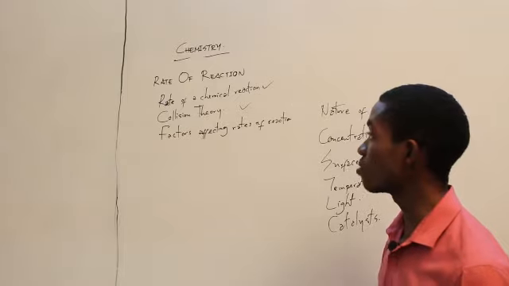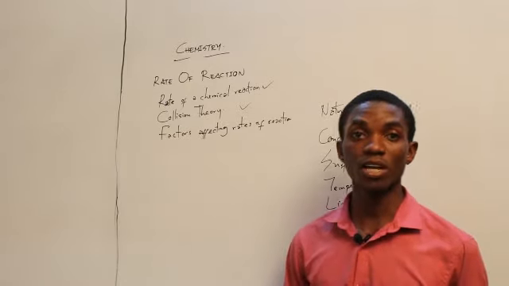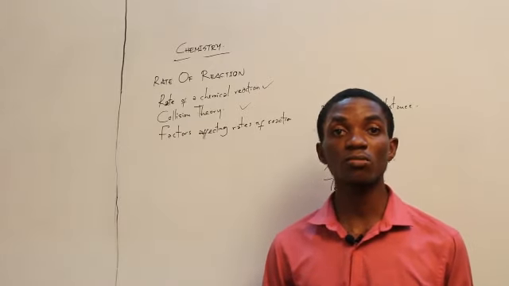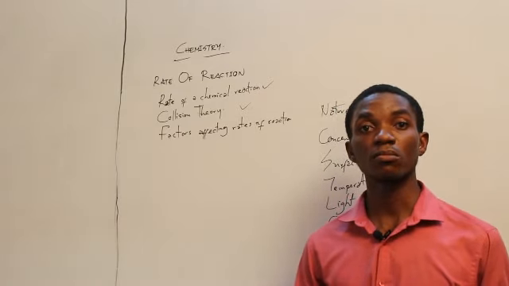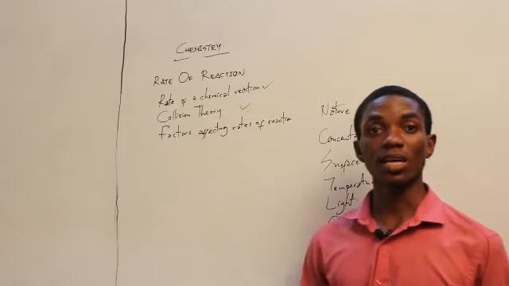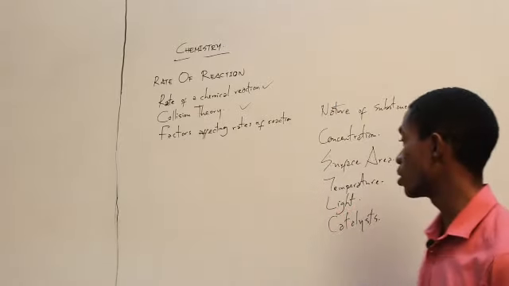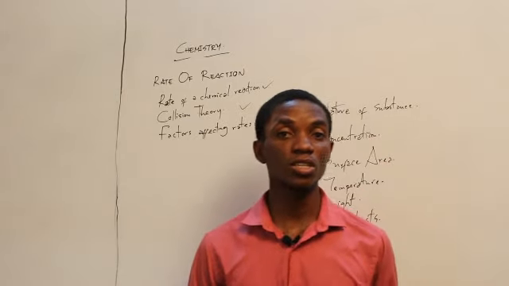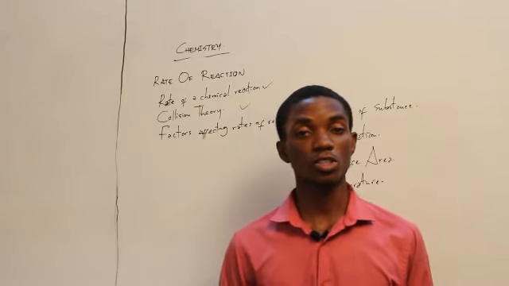We also talked about the factors affecting the rate of chemical reactions. These are the nature of the material, the concentration of the material, the surface area, the light, the catalyst, as well as the temperature, the role of temperature in influencing the rate of chemical reactions.